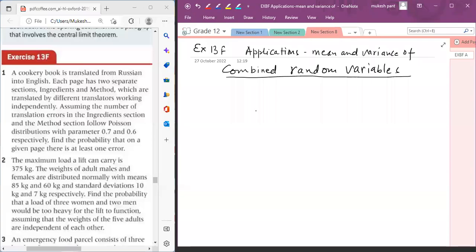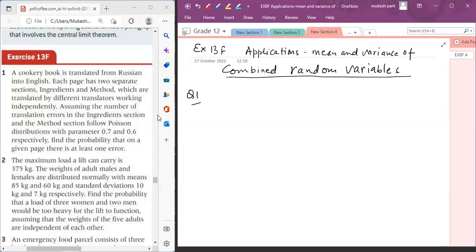Okay, so the topic we have is applications of mean and variance of combined random variables. As in exercise 13E, we discussed how to find the mean and variance of combined random variables. There we learned this skill, right? And here we have problems. So we will learn how to apply this skill to sort out the problems. Okay, look at question number 1, exercise 13F.